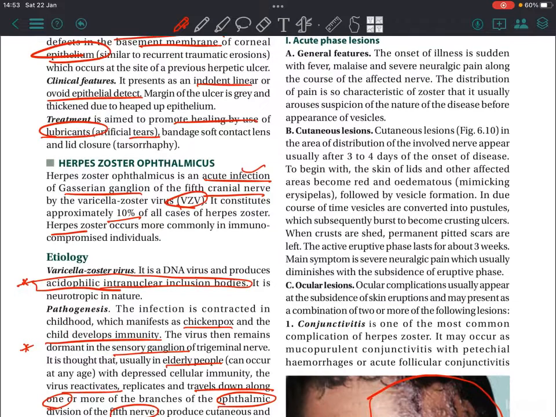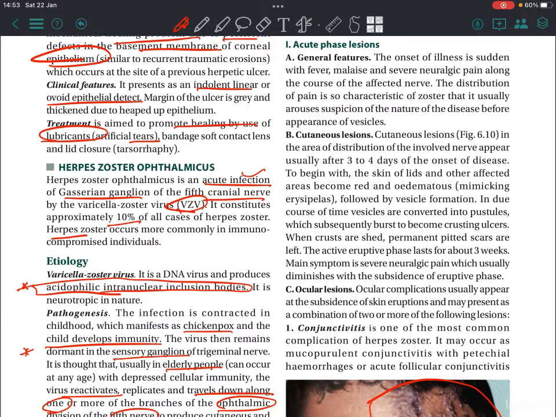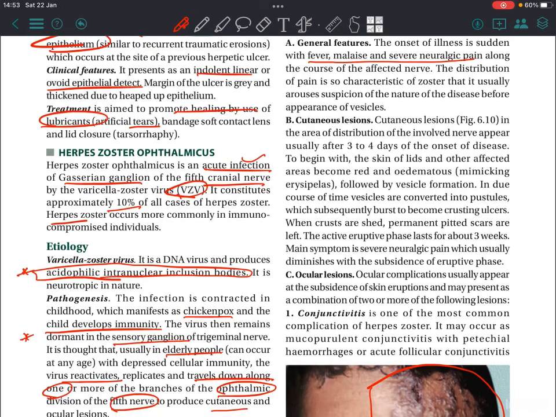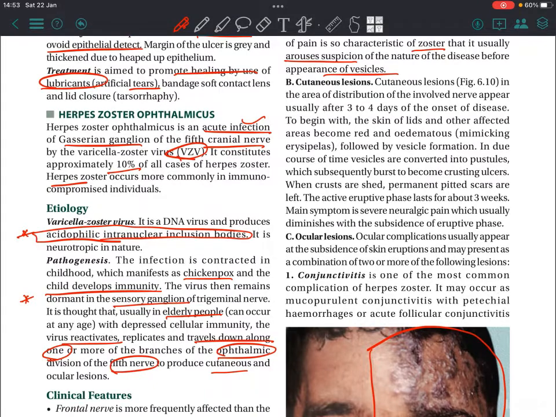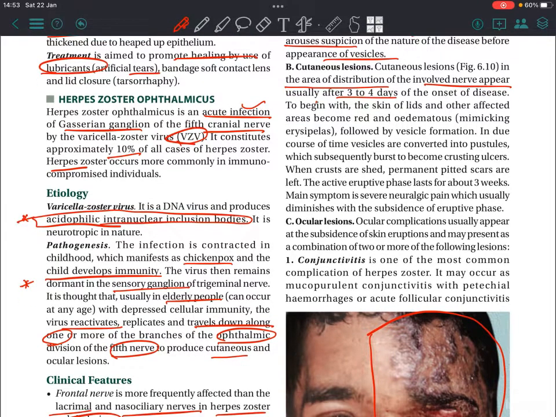Acute phase lesion. General features: cutaneous and ocular lesion. The onset of illness is sudden with fever, malaise, severe neurologic pain along the course of infection. The distribution of pain is so characteristic of zoster that it usually arouses suspicion of the nature of the disease before appearance of vesicles. Cutaneous lesions in the area of distribution of involved nerve appear usually after 3 to 4 days of the onset of disease.